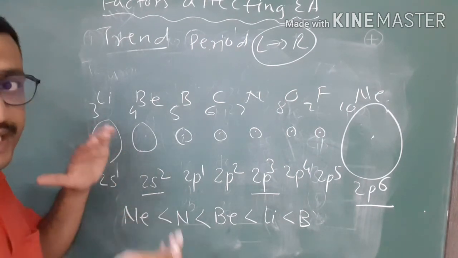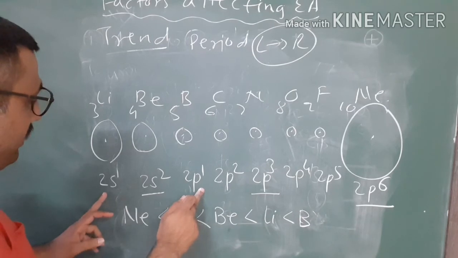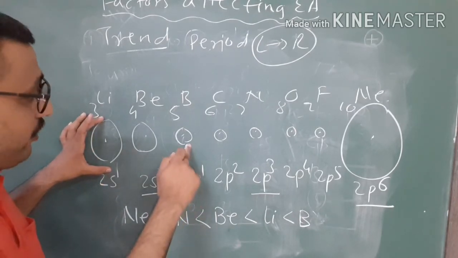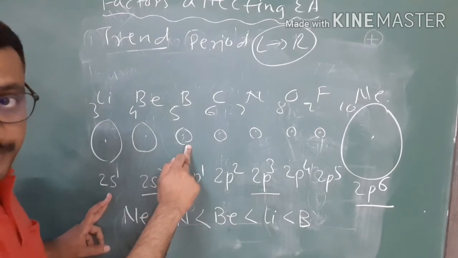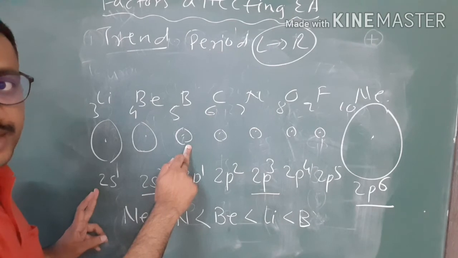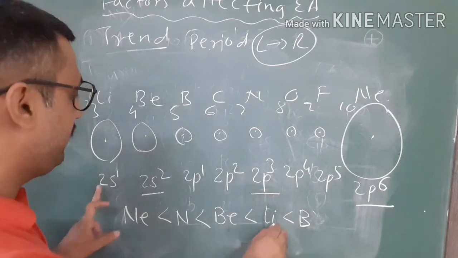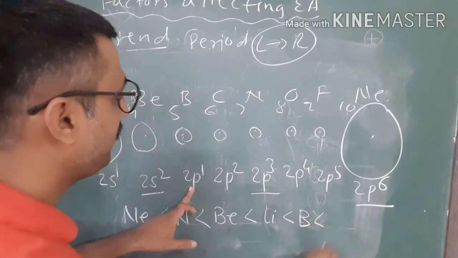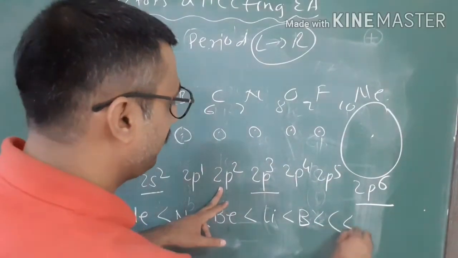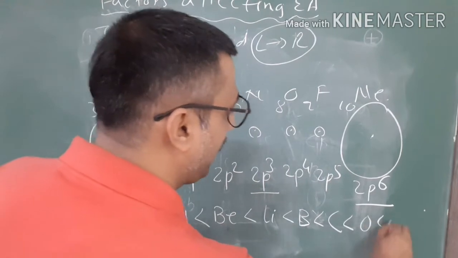Because even though its size is larger, if we compare boron and lithium, lithium is the bigger one. Even though lithium is bigger than boron, its electron affinity is more, because as soon as lithium gains one electron, it will become stable: 2s1 will become 2s2. And after lithium we have boron. After boron, the higher electron affinity value is shown by carbon. Then there are oxygen and fluorine.